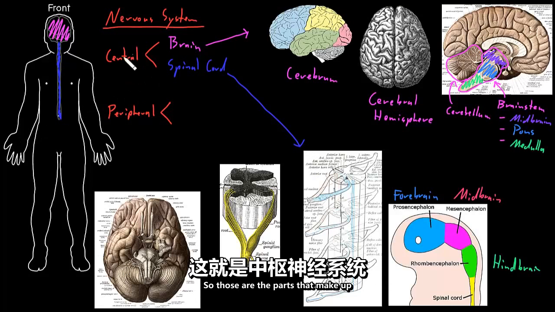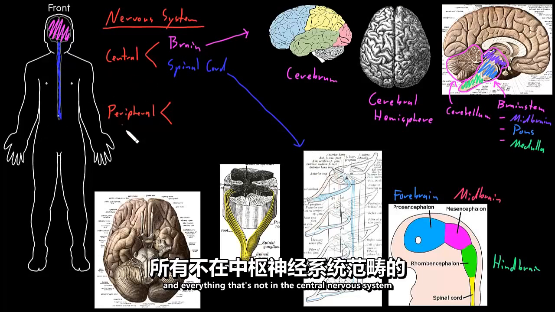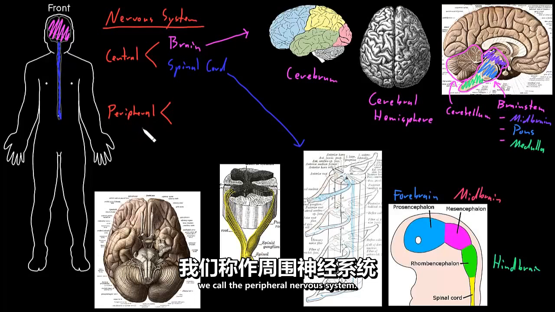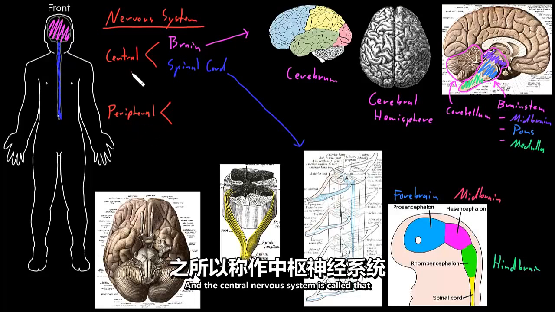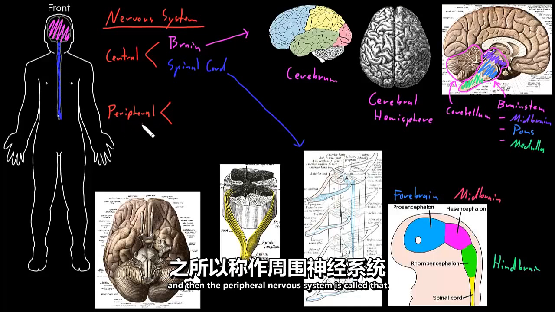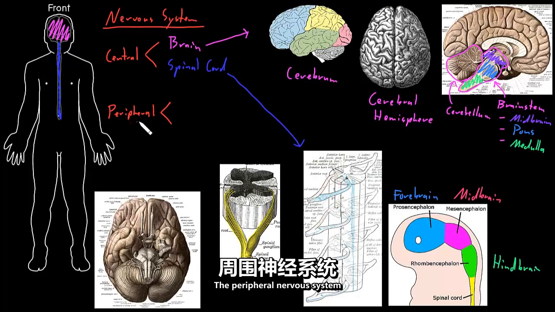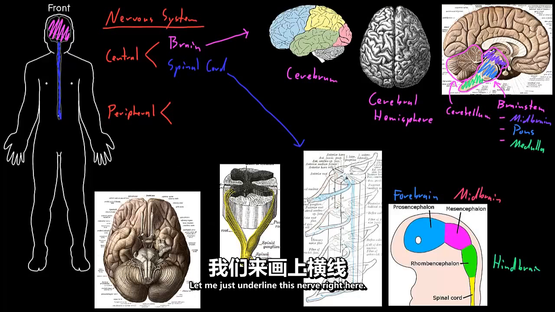So those are the parts that make up most of the central nervous system. And everything that's not in the central nervous system we call the peripheral nervous system. And the central nervous system is called that because it's kind of in the center of the body. And then the peripheral nervous system is called that because it's going to go out all over the rest of the body. The peripheral nervous system consists of two types of structures. The first are called nerves. Let me just underline this nerve right here. These are these long stringy structures that are going to go all over the body.